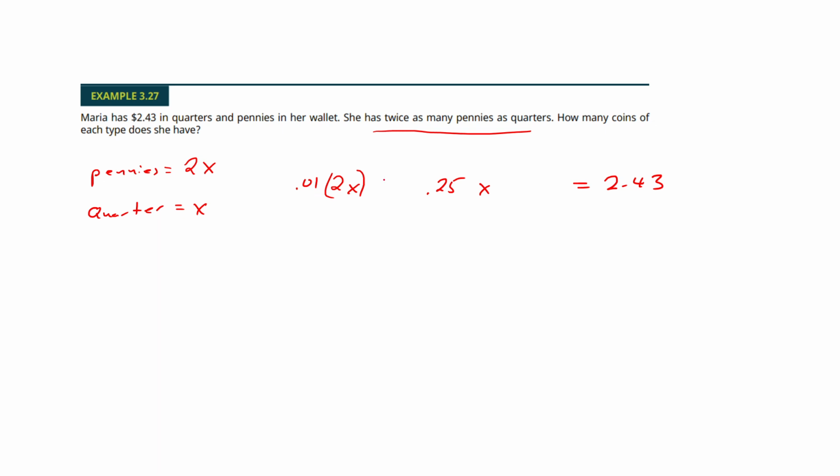So now, technically, we're not going to have to distribute this time, but I did need to show that this is multiplication here. So that's why I put the parenthesis. So you're never wrong to put the parenthesis, especially on the more complicated ones, so that you know what you're doing. Okay, so I got 2 times 0.01.